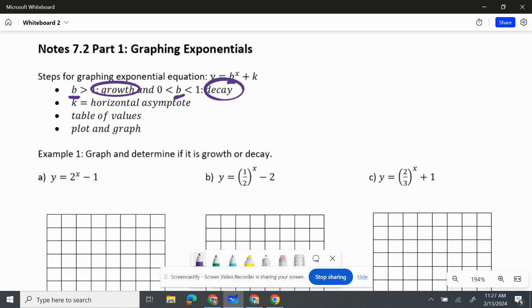So we're not going to get a b value that's negative. It's always going to be positive. So we just have to decide, is it over 1, then it's growth. If it's not over 1, then it's going to be decay.